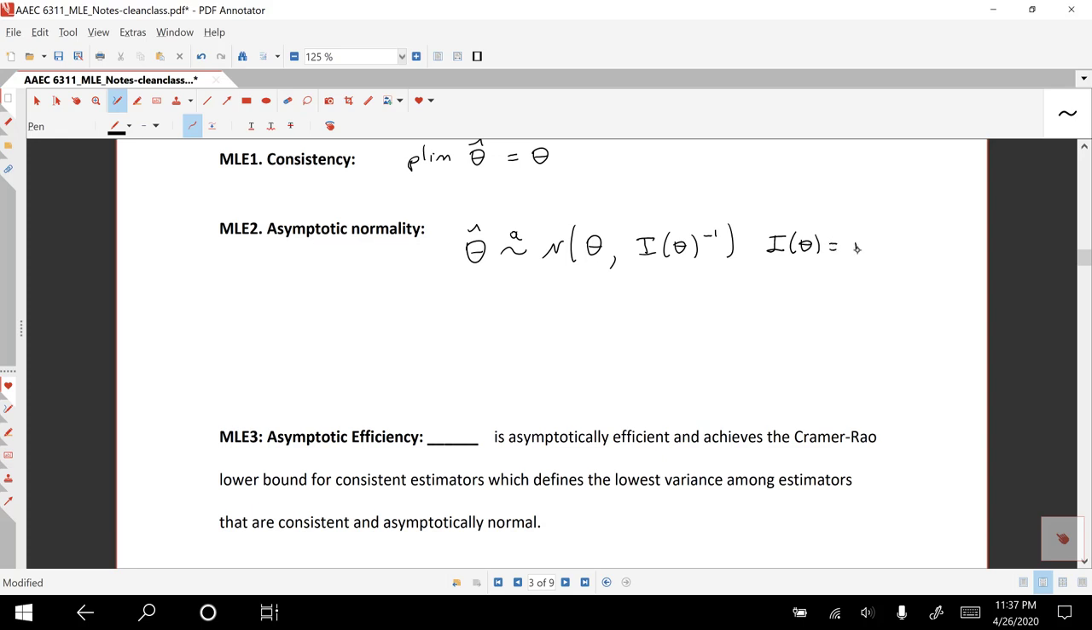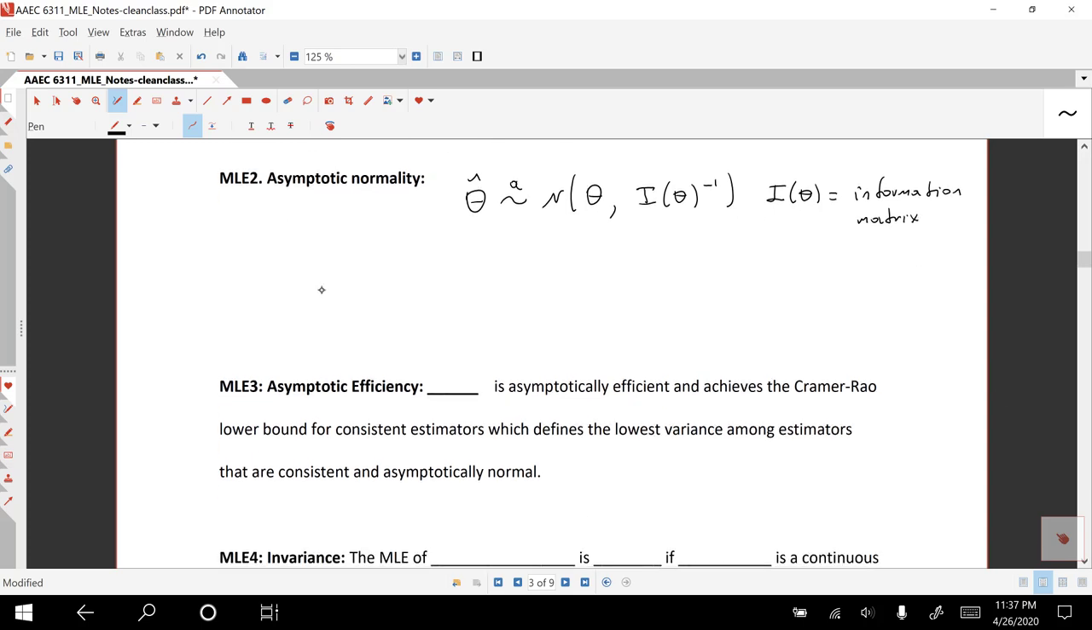So this is called the information matrix. In terms of theory, this information matrix is given by the negative of the expected value of the second derivative of the log likelihood function with respect to the data.